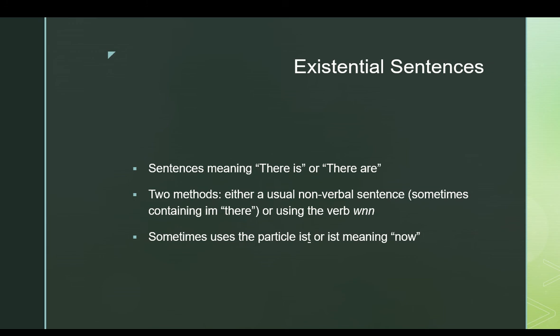or using the verb wenen. Occasionally it's introduced with a particle we haven't met before, iset or isech, the common spelling mistake in Egyptian where they can't decide whether they want a t or a ch sound, which has the basic meaning of now, although really you can just kind of translate it with a there is.